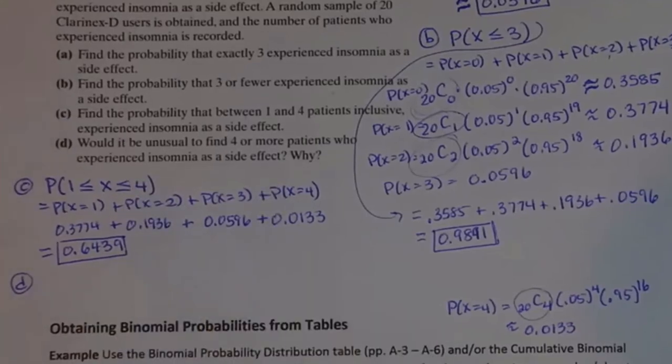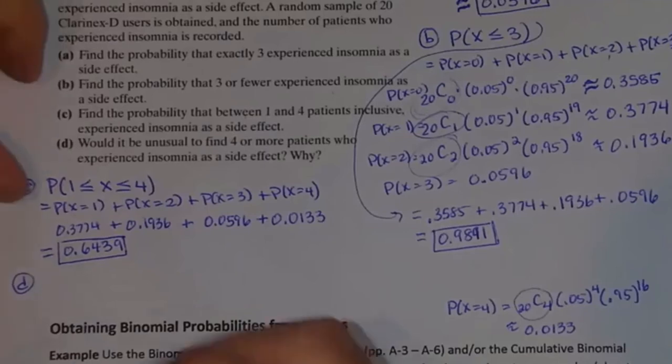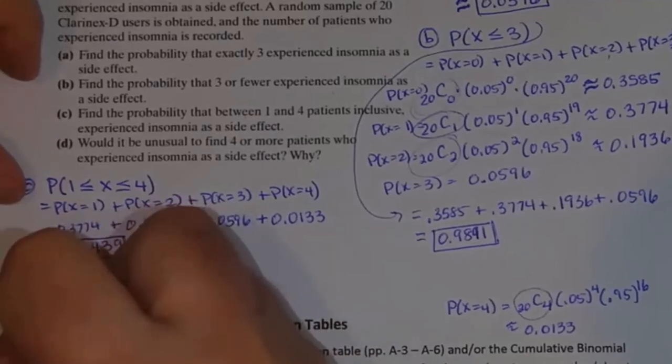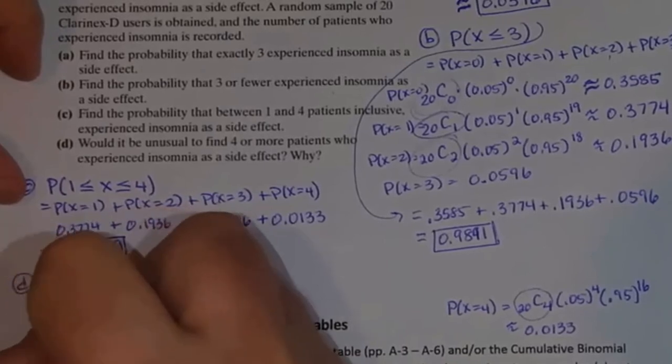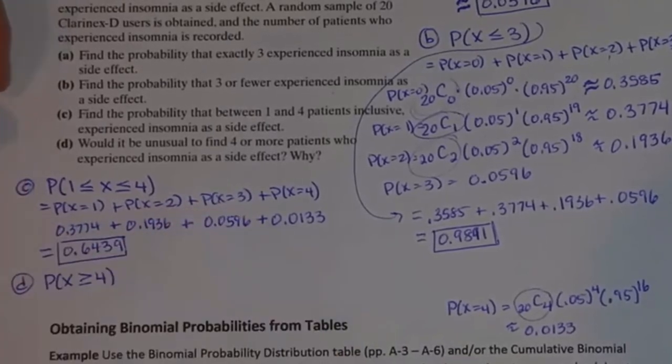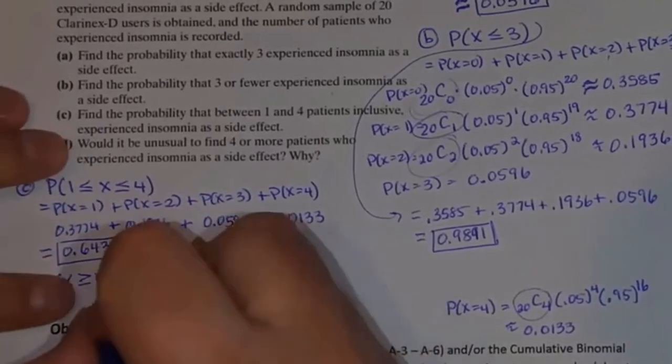Now, how do we tell if something's unusual? We find its probability, and then we see if that's less than 0.05. So if the probability of 4 or more is less than 0.05, then that would be unusual. So what I have to find is the probability of X is greater than or equal to 4. Now, how would I do that?